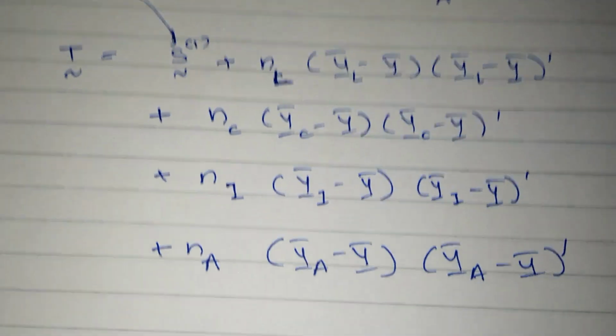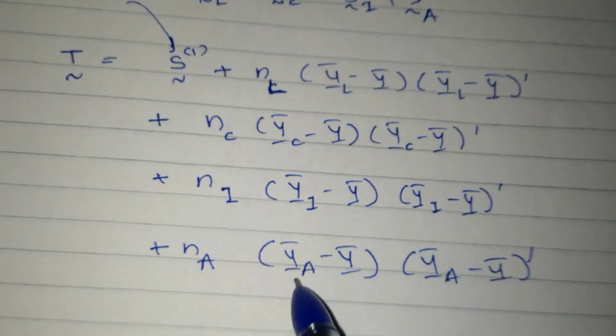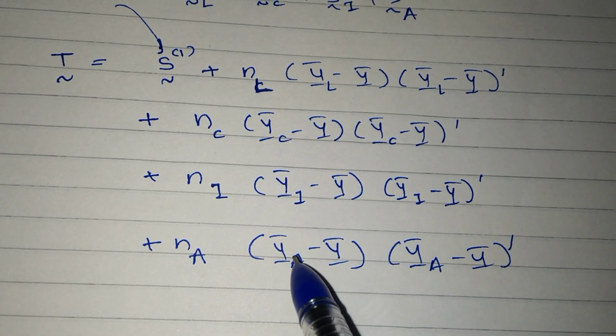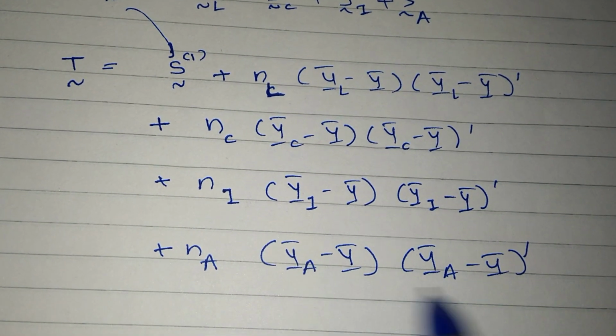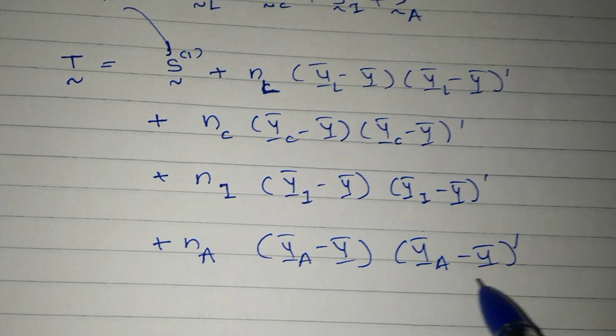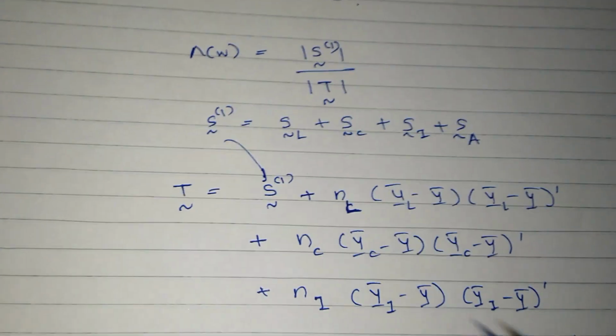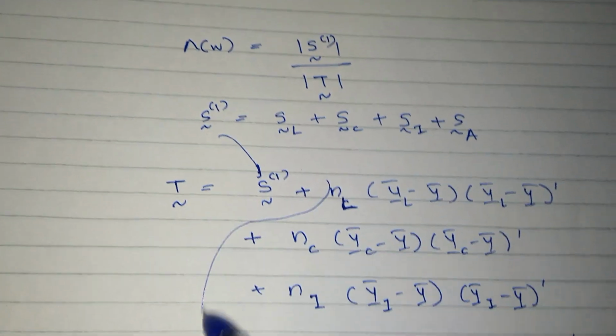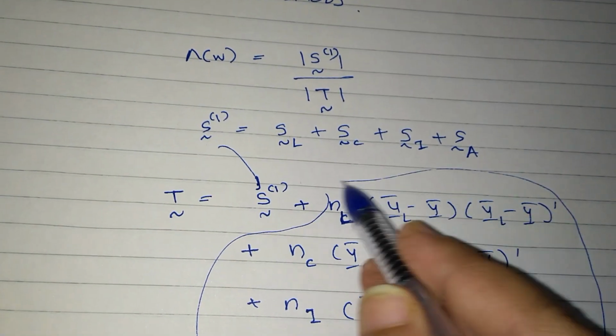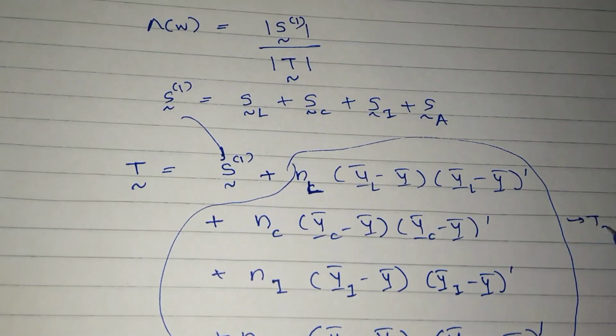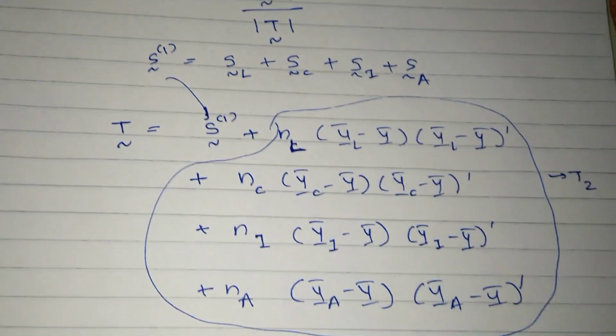Okay, so we need the deviation of each site mean from the overall mean. We take its kind of square and then multiply it by the number of observations from that site. This becomes my T. Okay, so this entire thing is like the second term of T, and this is the first term of T, that is S1.